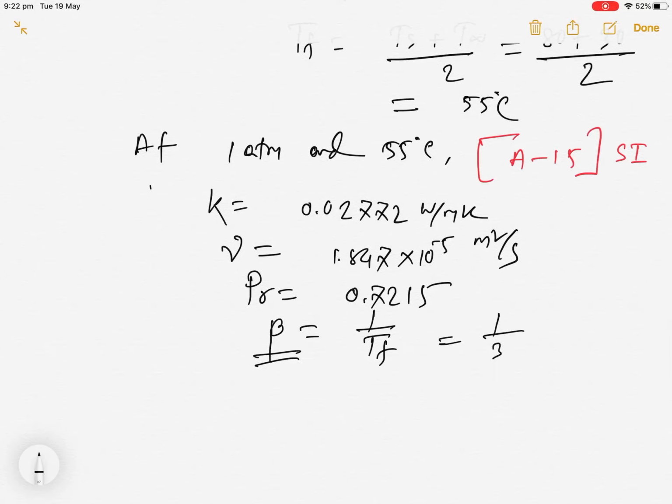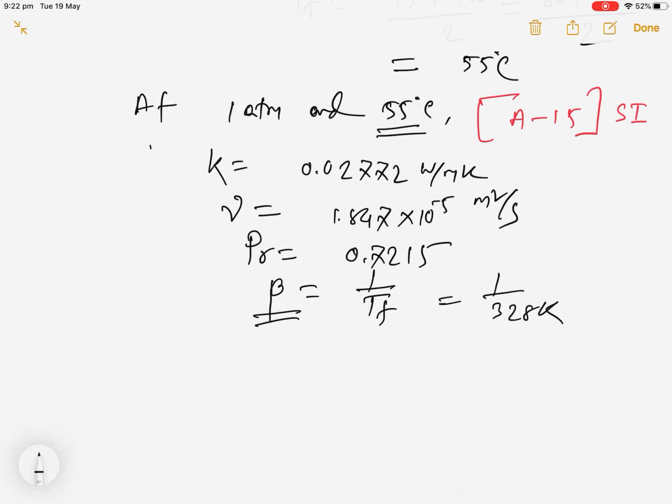This is the volume expansion coefficient, you already know. So 1 over 328 Kelvin. So 55 plus 273 means 328 Kelvin. We converted it into Kelvin.